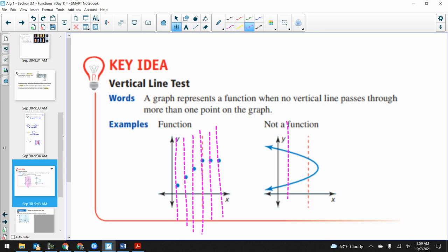Here, though, I draw a vertical line right there and I hit it twice. That's not a function. And that just has to happen once. There could be parts on the graph that look like a function, but then it might cut out on itself. Oh, not a function anymore. So it's only the vertical line test, but it can't be horizontal. The horizontal line test tells you something else, and you'll learn that in Algebra 2.